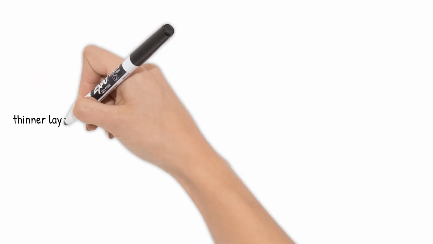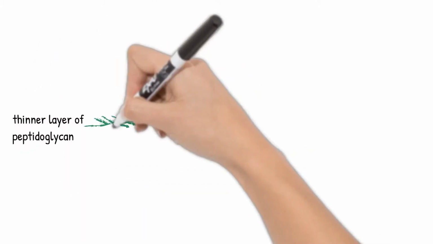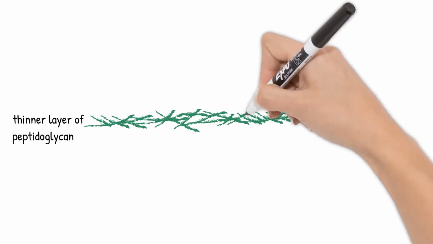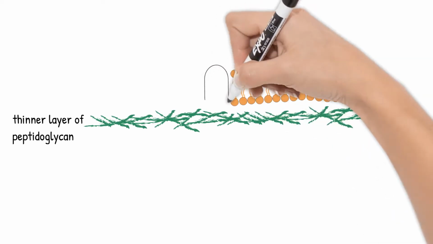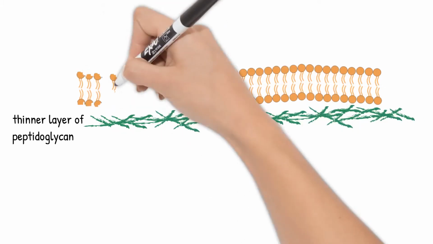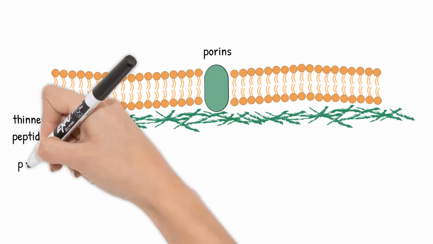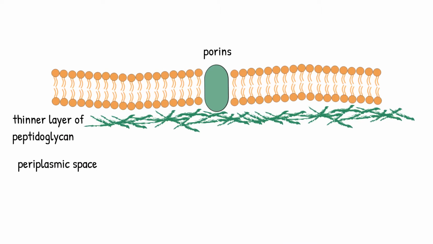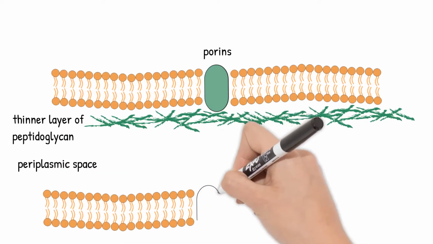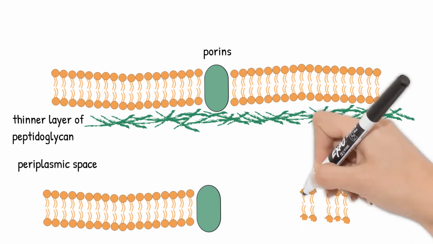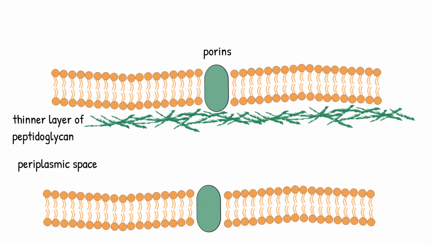Let's look at it in a little bit more detail. Gram-negative has a much thinner layer of peptidoglycan. The layer is also anchored to the outer membrane. The outer membrane has pores, which allow substances to enter into the periplasmic space. Periplasmic space is the area between the peptidoglycan layer and the plasma membrane, the second layer of plasma membrane, of course.